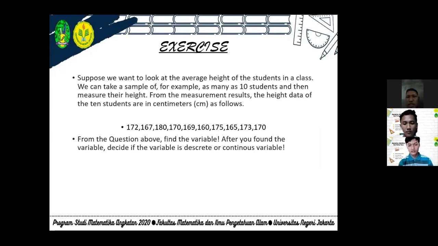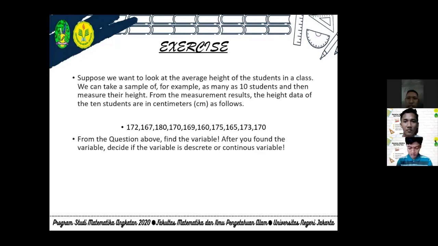Yes, this is the first exercise. Suppose we want to look at the average height of the students in a class. We can take a sample of, for example, 10 students, and then measure their height. From the measurement results, the height data of the 10 students in centimeters are as follows: 172, 167, 180, 170, 169, 160, 175, 175, 173, and 170.